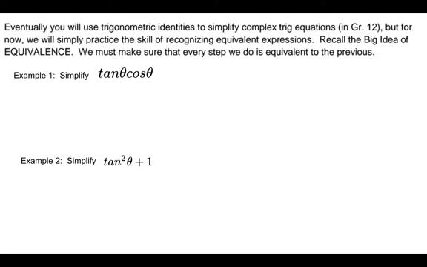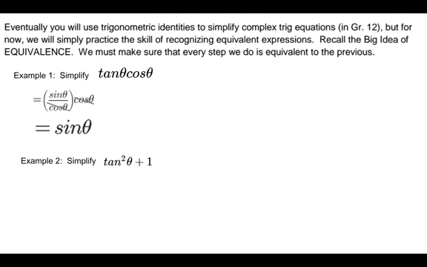Okay, let's look at some simplifications. Tan theta times cos theta, what is this equal to? Well, we know tan is sine over cos. And we know from our rational expressions that if we're multiplying a fraction by a whole number and the fraction's denominator is the same as that whole number, then they can cancel. And so the answer is sine. Tan theta cos theta is actually sine. And that's how you show they're equivalent.